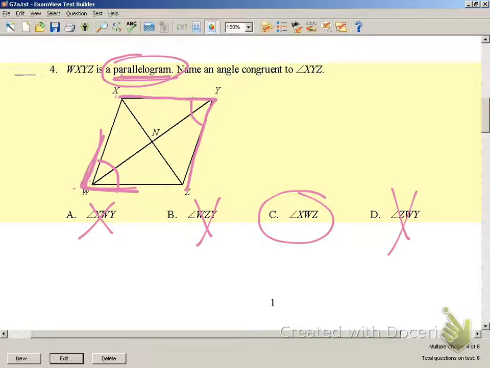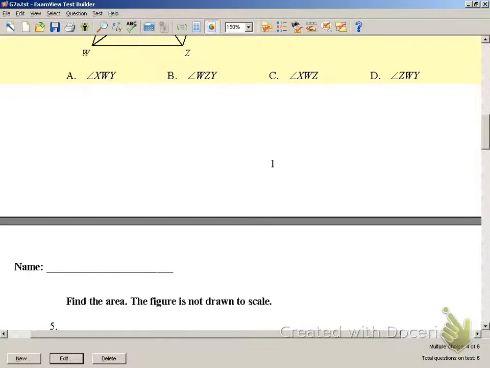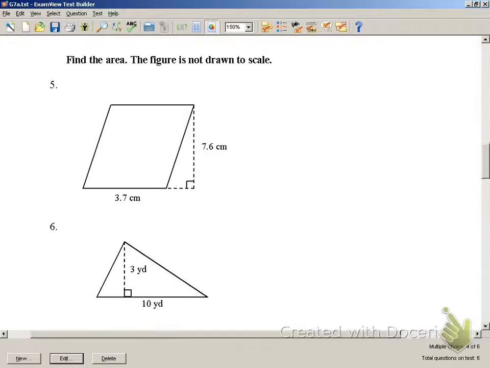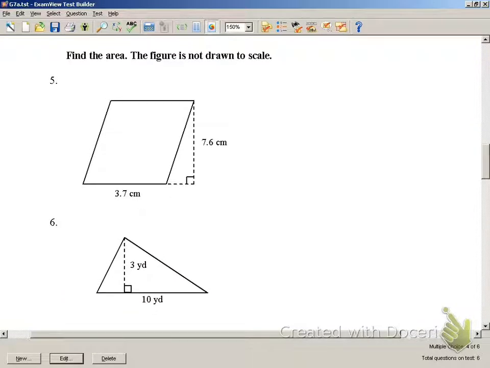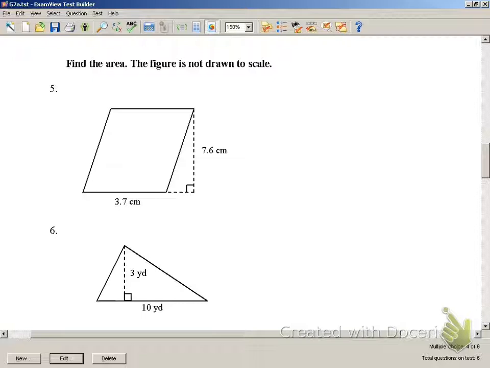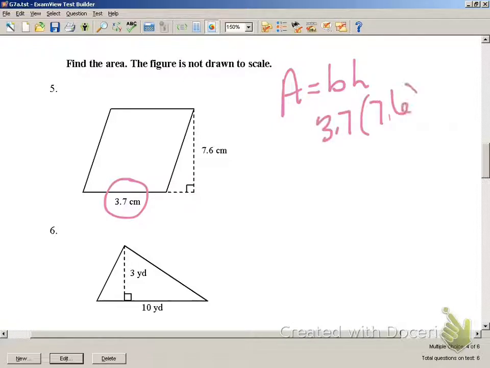Number 5, let's move on. And here's some information that we'll be talking about this week. Find the area for a parallelogram. The area for a parallelogram equals base times height. So simply 3.7 times 7.6. We'd plug that into our calculator. And when we plug that into our calculator, we get a number of 28.12.